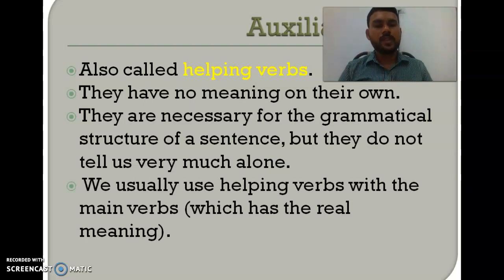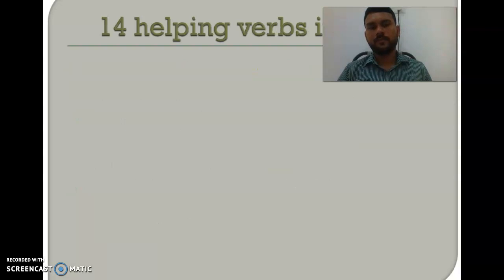We usually use helping verbs along with main verbs which have actual real meanings. In English, we have 14 helping verbs, in which auxiliary verbs majorly divide into two types: primary helping verbs and secondary helping verbs. Primary helping verbs are three. You know why it is divided into two types?